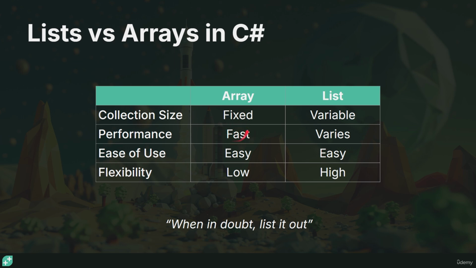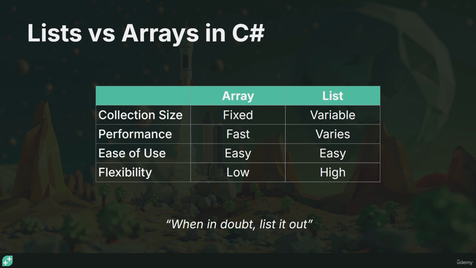Generally speaking, arrays tend to be a bit faster. They're both pretty easy to use, but when it comes to flexibility, lists by far take the cake every single time. Now, there are definitely still some use cases where you'll want to use arrays moving forward, especially as you continue to expand your knowledge inside of Unity and C#. But when in doubt, just list it out. Most of the time, it can often be easier to just use a list.